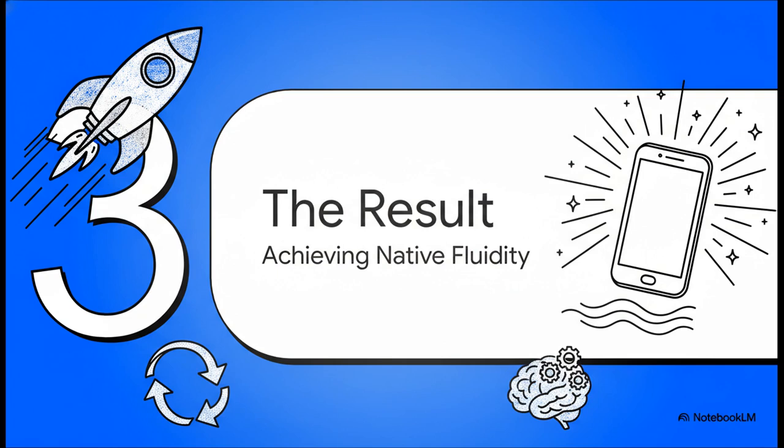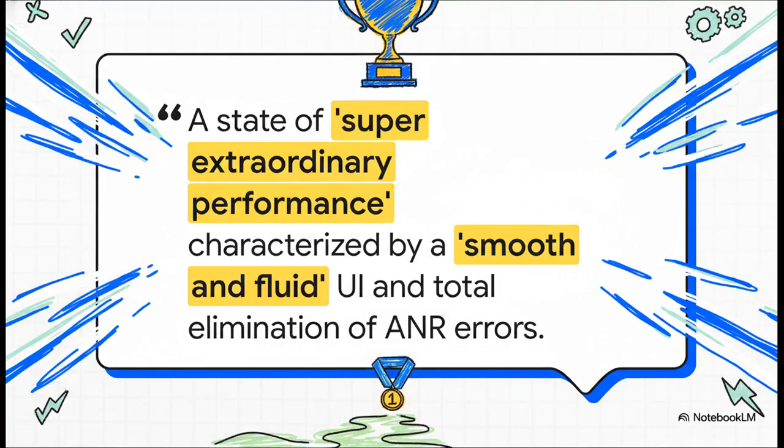Well, the result isn't just a slightly faster app. It's a complete transformation of the user experience. It's about achieving a level of performance that feels, well, truly native. This is the goal. This is the prize. Developers who've gone down this path describe the end result as super extraordinary performance, a smooth, fluid UI with zero stutter, zero lag, and a complete and total elimination of those dreaded ANR errors. We're talking about creating an app that feels responsive, reliable, and honestly, just a joy to use.